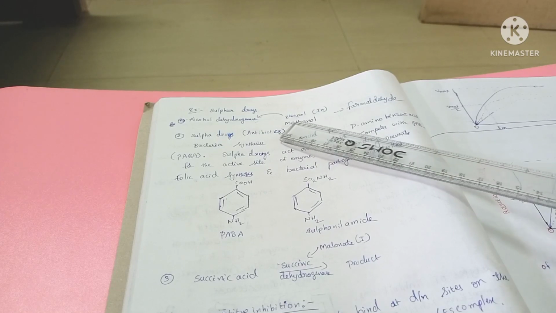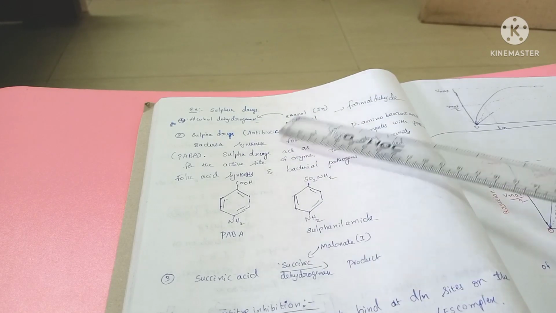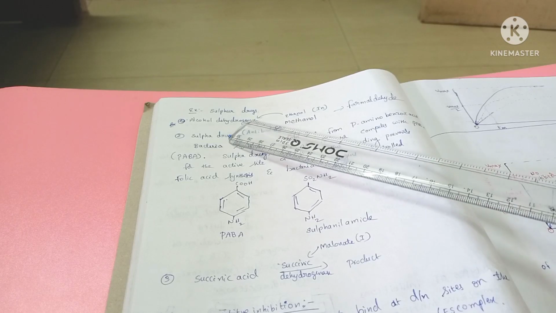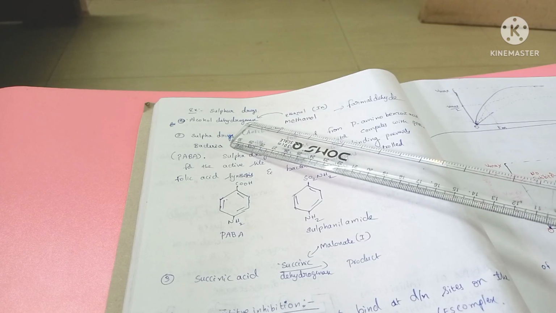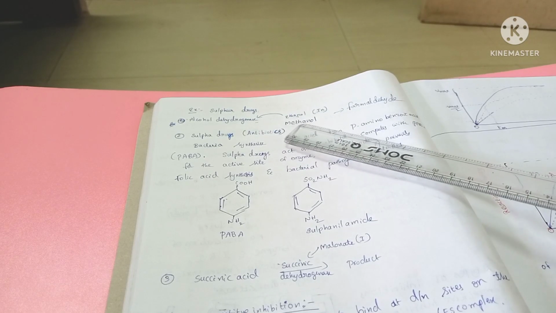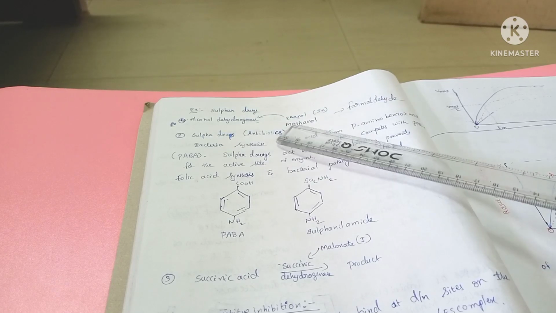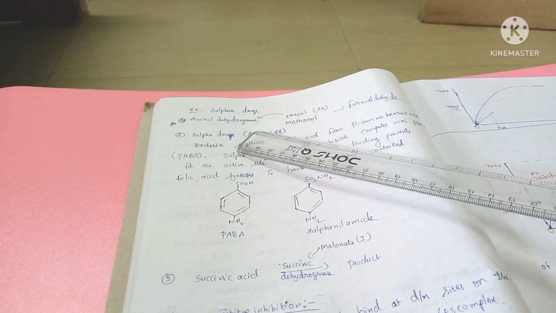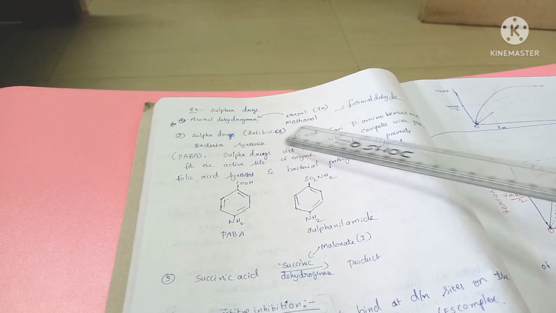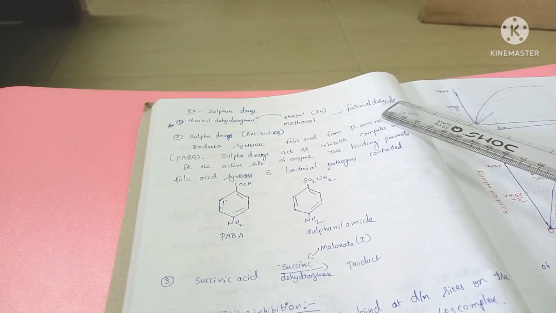Where it acts: this ethanol binds to the enzyme alcohol dehydrogenase. Actually, here the methanol has to bind. For methanol, this ethanol will bind to the alcohol dehydrogenase and prevent the formation of formaldehyde.